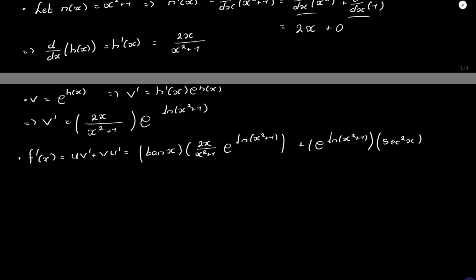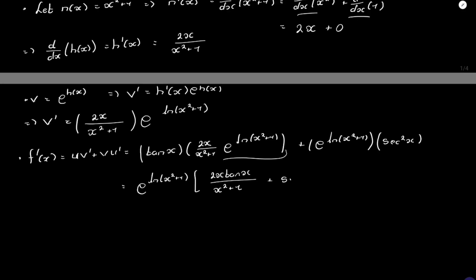So let's simplify this. We have our expression, but we need to simplify it. It looks a bit complicated, a bit complex. So we have two terms in this equation. What is common in both terms? The first thing we can identify as common is the term e to the power ln of x squared plus 1. So we can factorize that out. E to the power ln of x squared plus 1 in brackets, what is remaining? We have 2x tan x on x squared plus 1 plus sec squared x. So I found f prime of x.